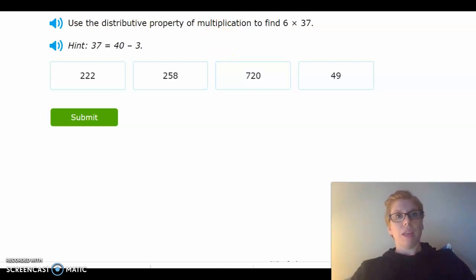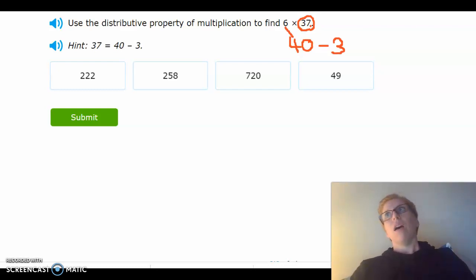Those are different number bonds for the number 37. So let me get 37 here. I'm going to circle it. It is the same as 40 take away 3. The multiplication steps are just the same. 6 times 40 take away 6 times 3.